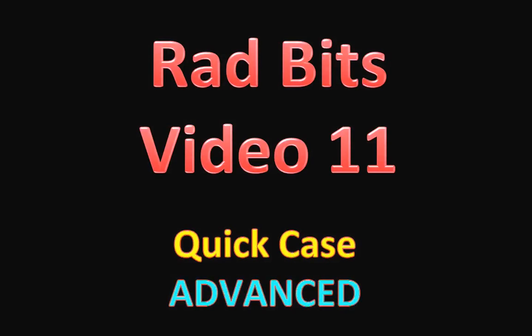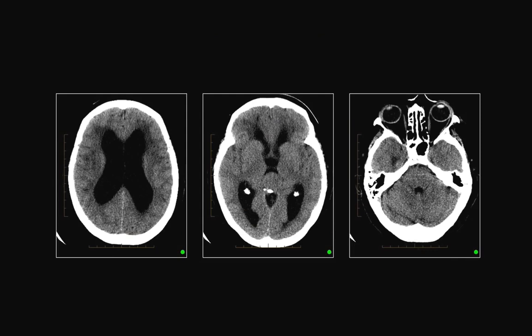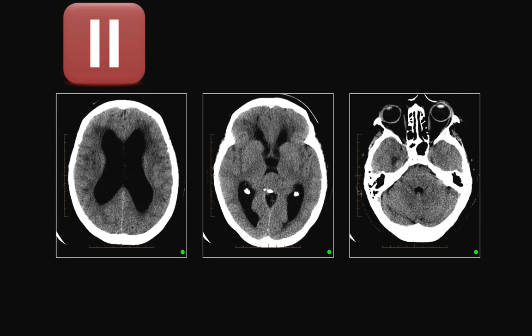Today's case is an advanced case in neuroimaging. As usual, when you see this sign, please pause to think about the images and the possible differential diagnosis. These are a few selected CT brain images on a 62-year-old female patient who presented with headaches. Pause here.